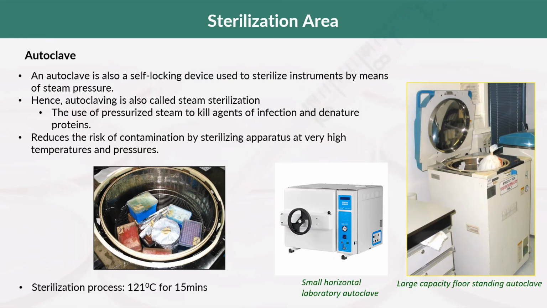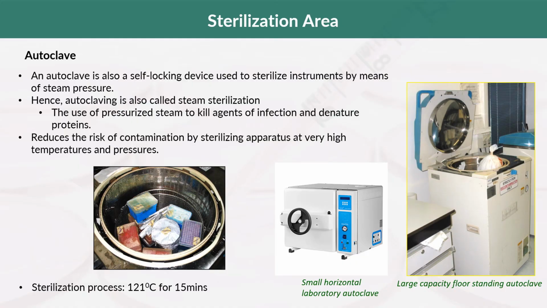The sterilization area is generally in another room. It's not in the same room where you do your cell cultures. Okay, what is found in the sterilization area? The main key equipment is the autoclave machine. Okay, an autoclave is a self-locking device that you use to sterilize all your instruments or any kind of non-temperature sensitive liquids that you need to sterilize before you use in your cell culture. Okay, and they sterilize it by means of steam pressure.